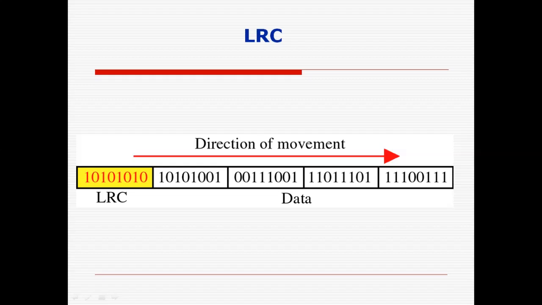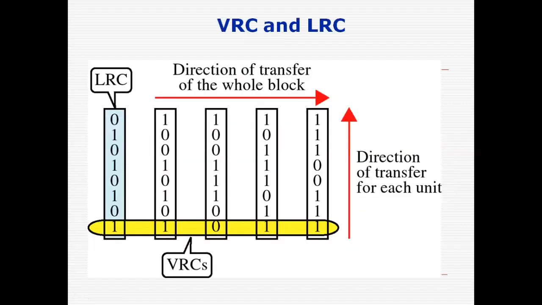In similar fashion, we have calculated the LRC. It means LRC is calculated on multiple blocks. So this is a one dimensional concept. Now to detect more bit errors, we can use LRC and VRC techniques at the same time. Again, LRC is calculated on the position of each block, and VRC is calculated on a single block of data.